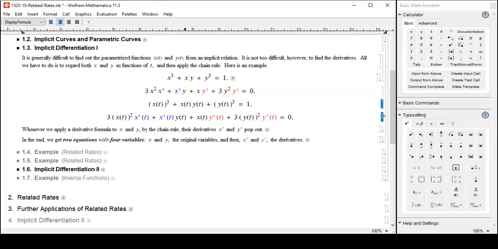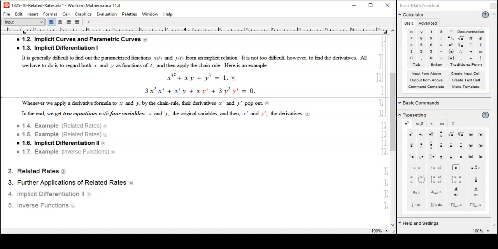So in the end, what did it do? x cubed became 3x squared by taking the derivative, and by the chain rule, we got x prime. y cubed became 3y squared, and then by chain rule, we got y prime. And in the middle, we have the product rule.